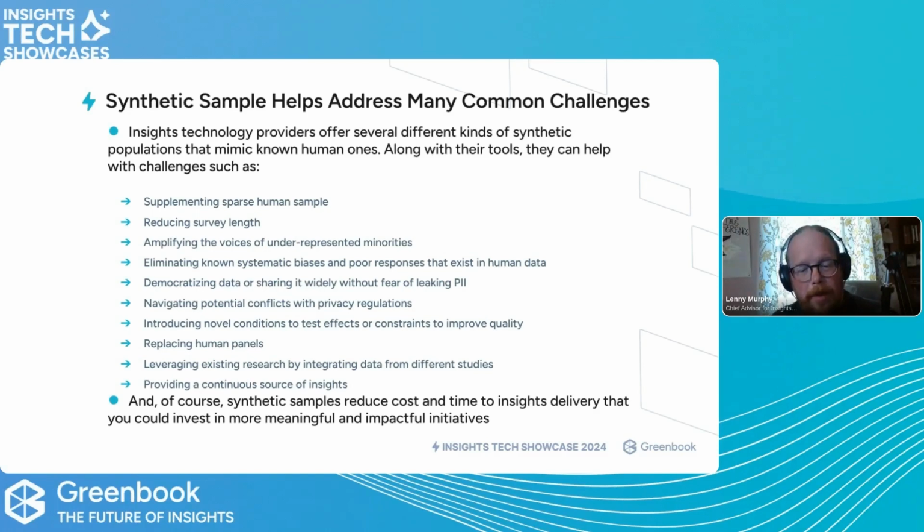Replacing human panels, there's conversations about that. Maybe long term, I personally don't think that we're quite there yet, but theoretically, it could for some business use cases. It certainly opens up the door to leveraging existing data, synthesizing data sets. Think about longitudinal or tracking or benchmarking data, and using that to create these synthetic personas that you could leverage in new ways.